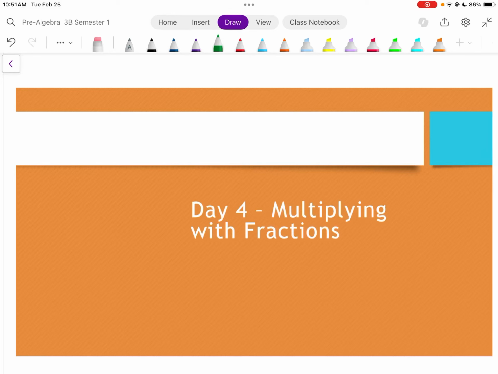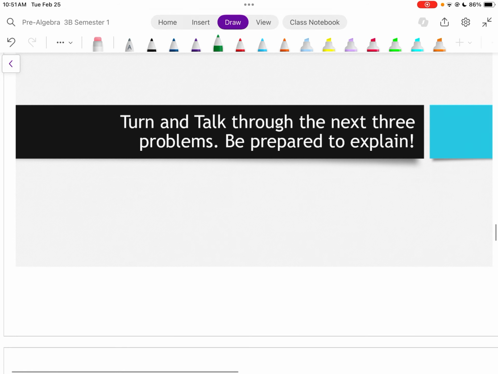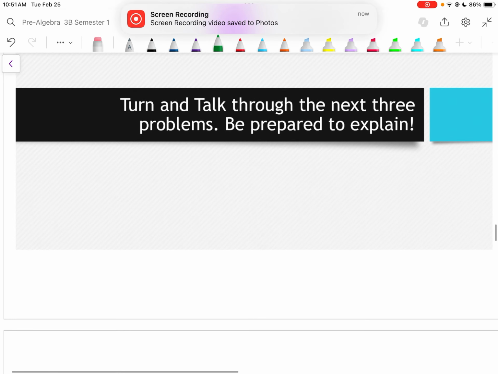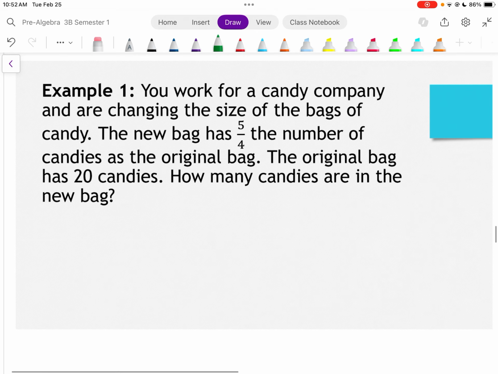Right, Unit 2, Day 4, we're going to talk about multiplying with fractions today. All right, so we're going to go through the next couple of problems.